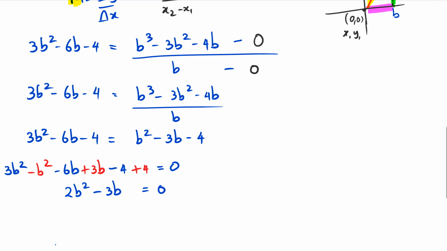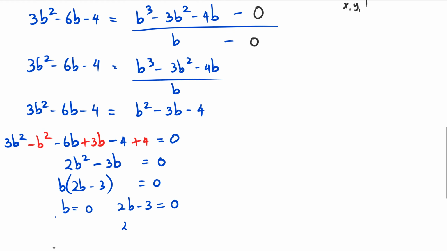So at this point we can factorize the b out. So we're going to get b times (2b minus 3) is equal to 0, and then we're going to get b is equal to 0, or 2b minus 3 is equal to 0. So in the second case we're going to get 2b is equal to positive 3, and then we can say that b is equal to 3 over 2.